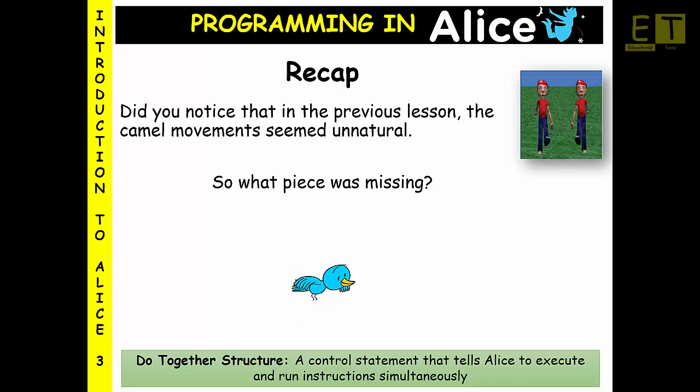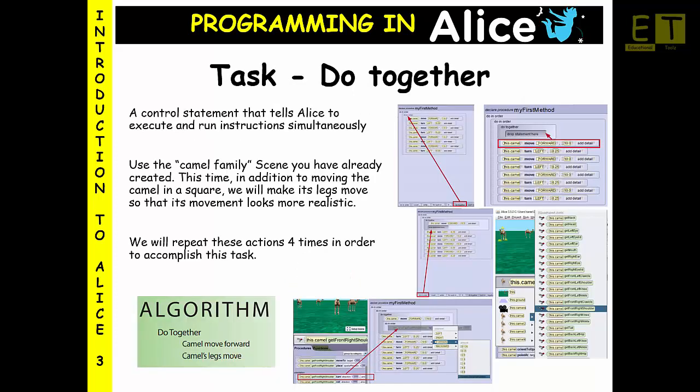So today we're going to learn how to use the Do Together block to improve the movement of our camels from the previous lesson. Task, Do Together. So as I mentioned earlier, it's a control statement that tells Alice to execute and run instructions simultaneously.